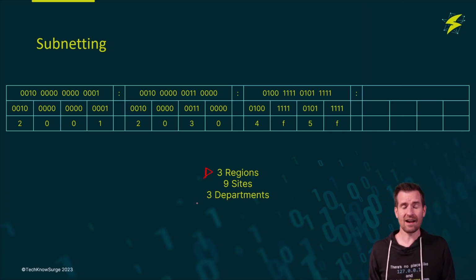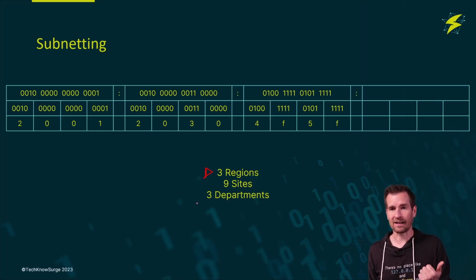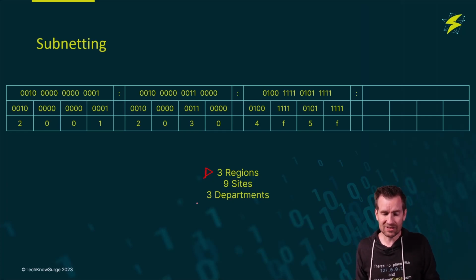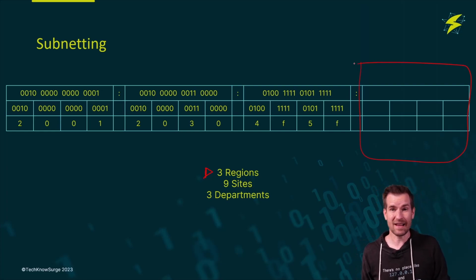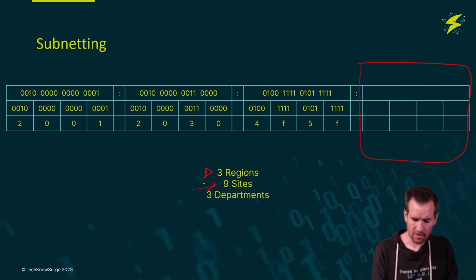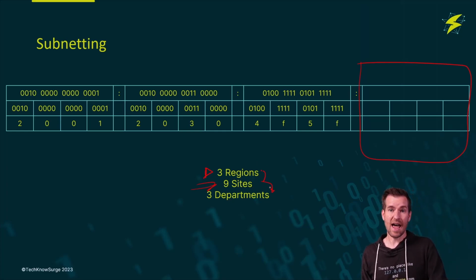And then within there, you have three departments, or maybe it's 10 departments or something to that effect. Well, what you can do is, because you have such a wide range to work with, and you've got the ability to make 65,000 different networks, all you really need to do here, I think if you were to calculate this out, if you had three regions and a few sites per each region and a few departments, then you'd have quite a few networks, but it's still nothing compared to 65,000.